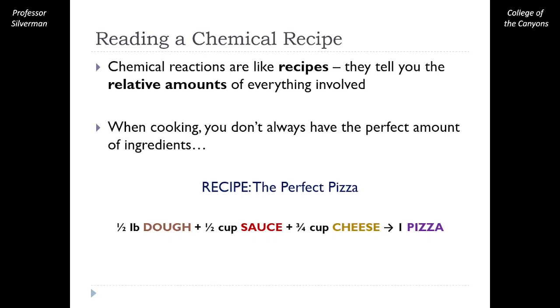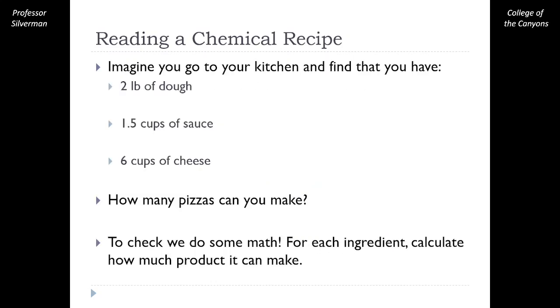Here's my recipe for the perfect pizza: half a pound of dough, half a cup of sauce, 3/4 of a cup of cheese to create one pizza. But what if you go into your kitchen and you only have 2 pounds of dough, 1.5 cups of sauce, and 6 cups of cheese? Well, we can definitely do our recipe at least once, but what is the most number of pizzas that we can make?